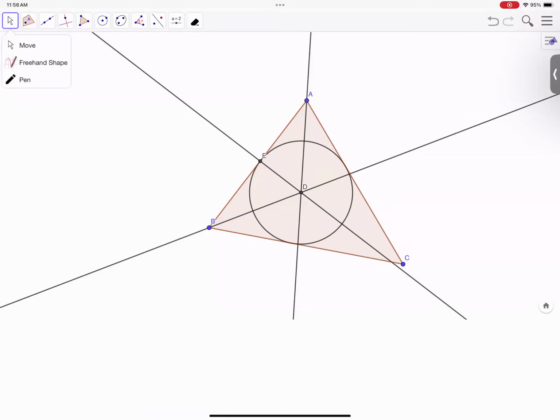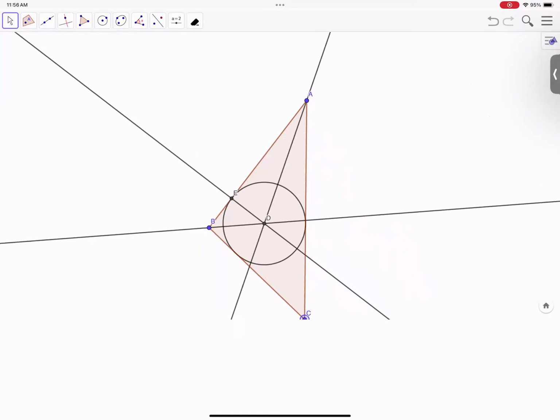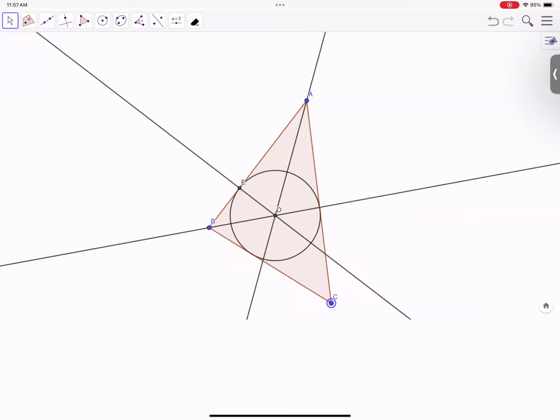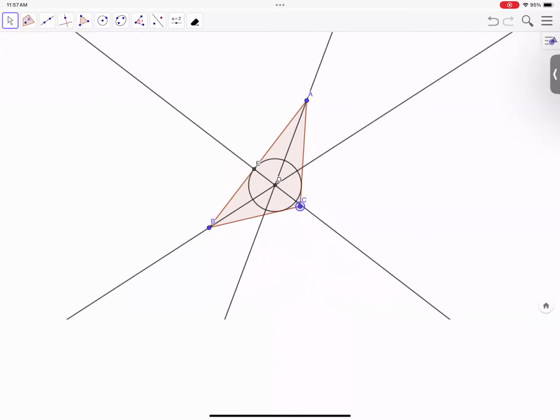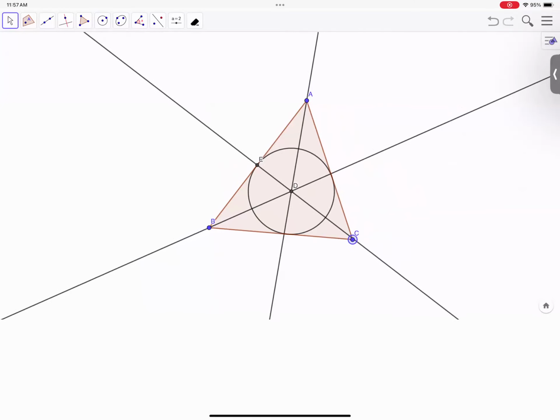Observe that this circle perfectly fits inside the triangle. If I change the triangle, it is always inside the triangle. The incircle is the largest circle we can fit inside a triangle. All right, this is the end of the video. We talked about the incenter, and we will continue talking about the other important points in the triangle in future videos.